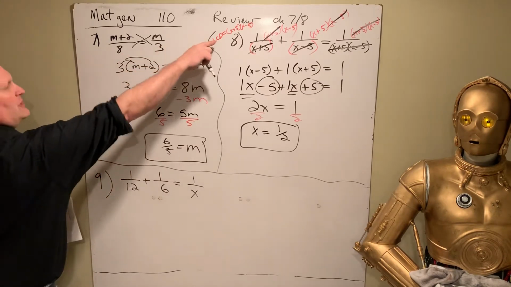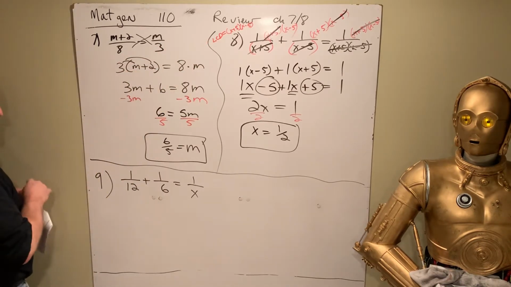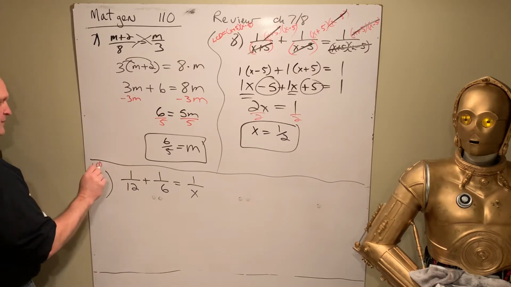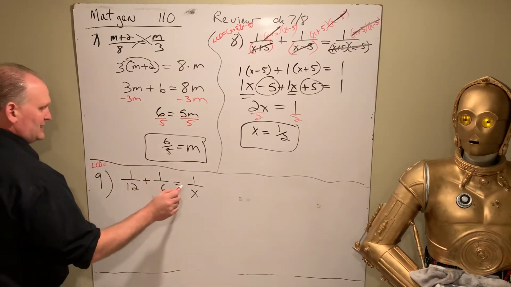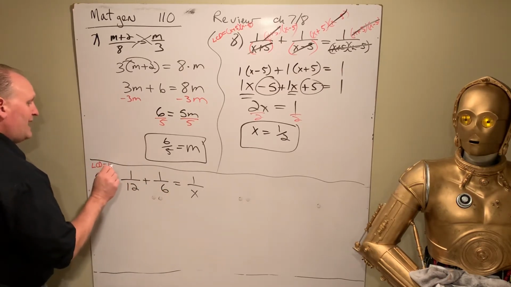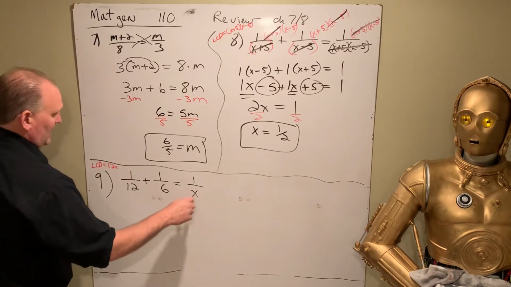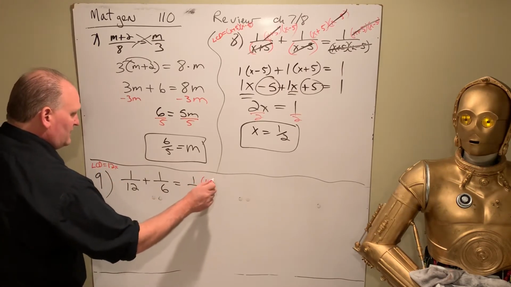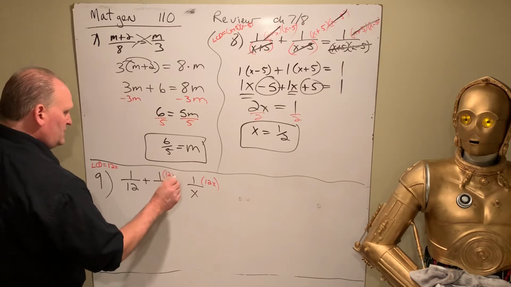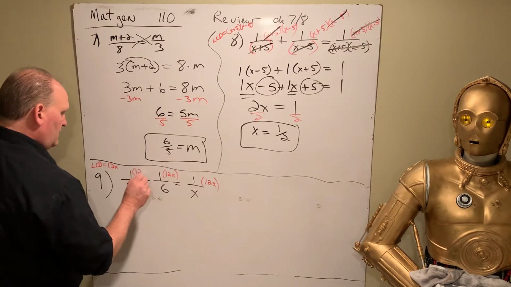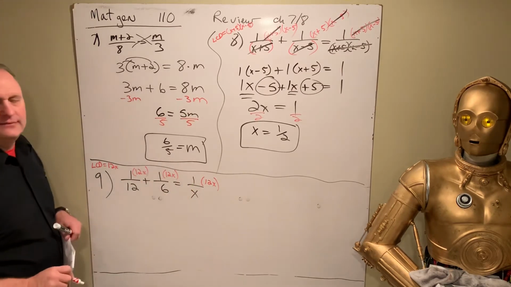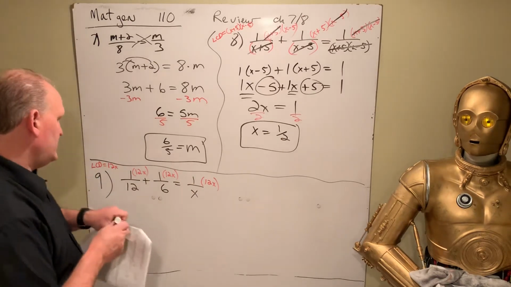So we're going to do the same thing we did there. LCD between 12 and 6 and x is 12x. Don't forget the x. That's the most common mistake I've seen throughout my 31 years of teaching algebra, is students forget the variable all the time.